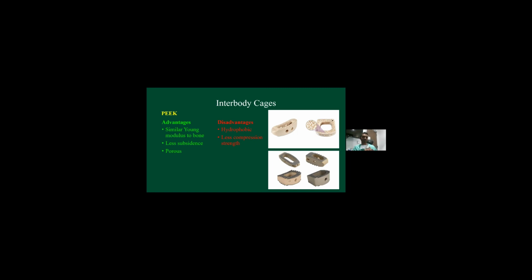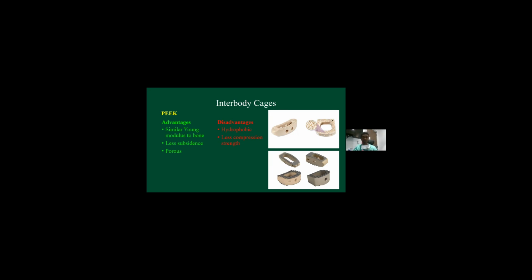However, one disadvantage of PEEK is that it's a hydrophobic material, which makes it more difficult to bond with bone and achieve a solid fusion. There have been a couple of studies recently that have shown a higher rate of pseudoarthrosis with PEEK cages compared to titanium cages. And this lack of bone bonding and a lack of achieving a solid fusion can ultimately lead to cage migration and pseudoarthrosis down the line.